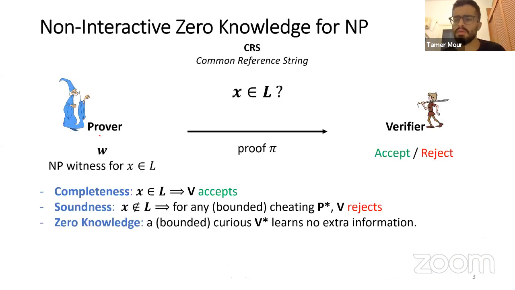So let's first recall what non-interactive zero-knowledge for an NP language L is. It's simply a zero-knowledge proof system, which is non-interactive. So it has only one message. And we know that we can get NIZKs for NP only in the CRS model. So we're going to assume the existence of a CRS.